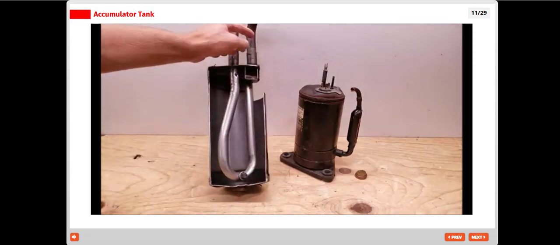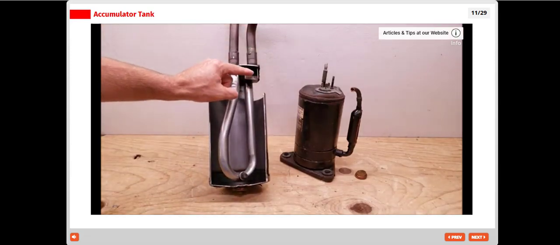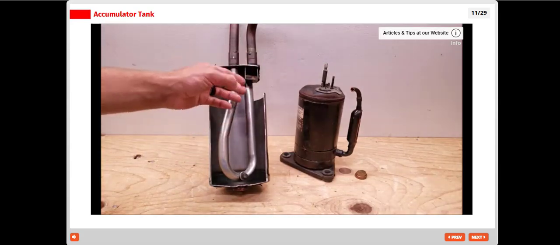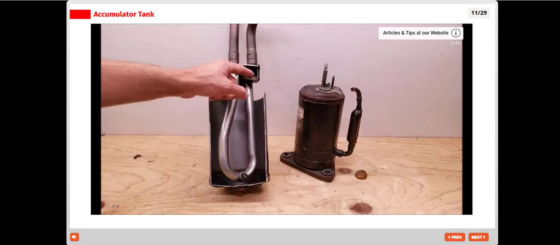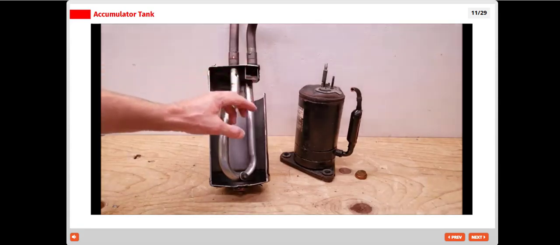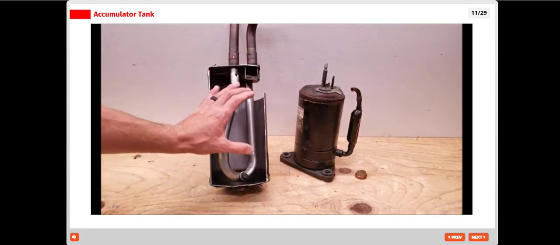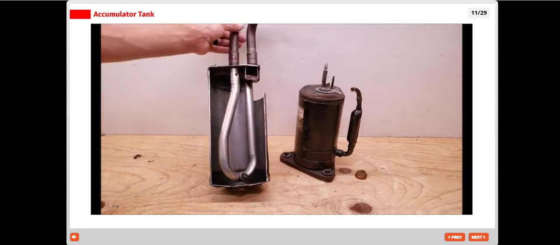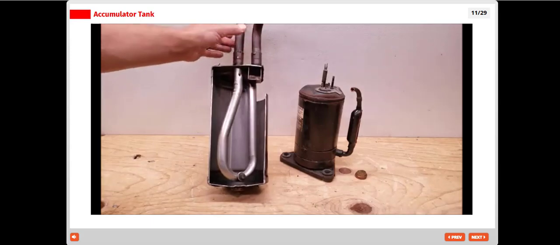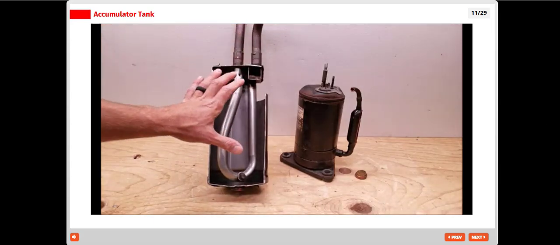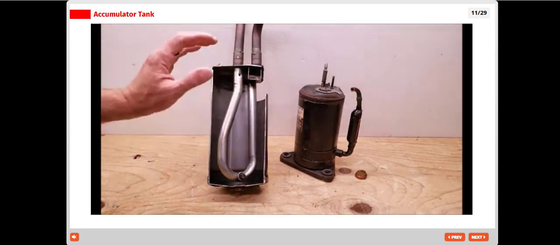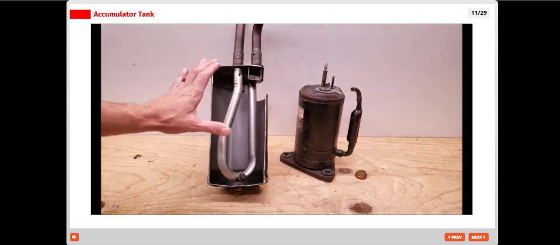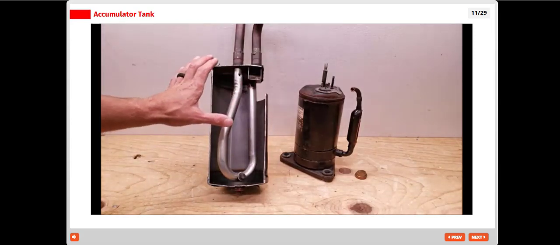So the refrigerant comes in right here, and when it comes in, it should already be in the vapor state. But if it's not in the vapor state, say it's still saturated, what happens is the liquid falls down to the bottom of the tank and the vapor is in the top of the tank. So this tank is protecting the compressor from any liquid refrigerant entering the compressor. So that vapor compressor can only have vapor refrigerant, otherwise it's going to get damaged.